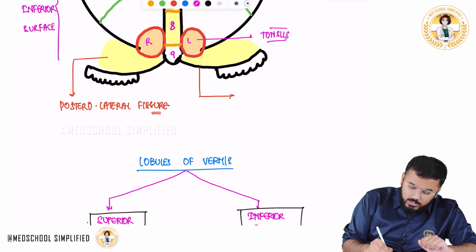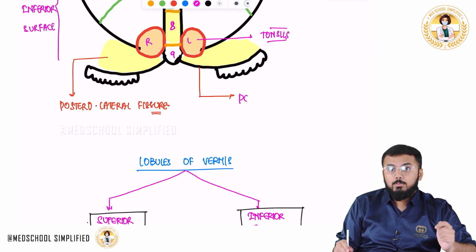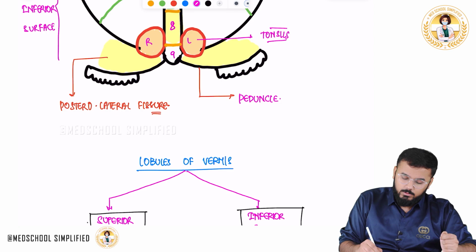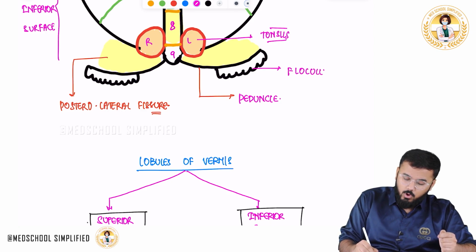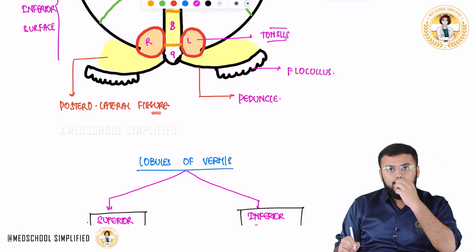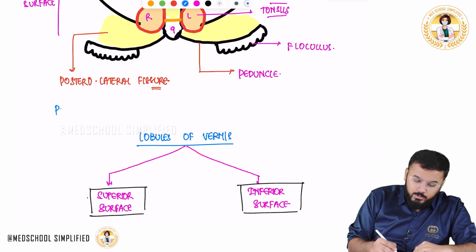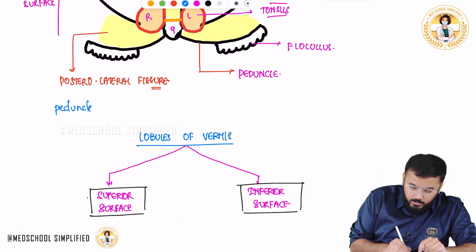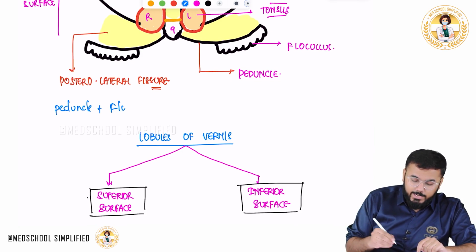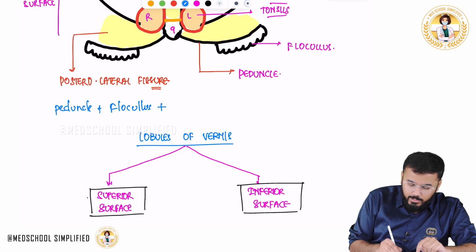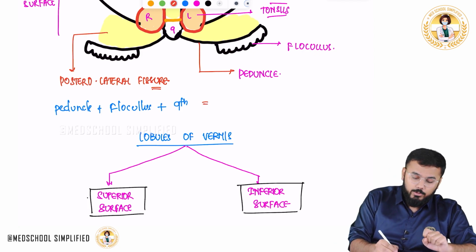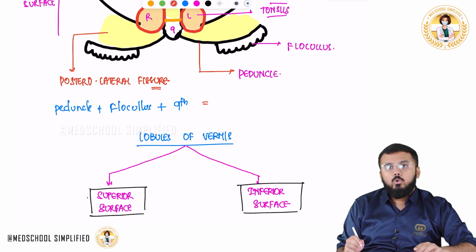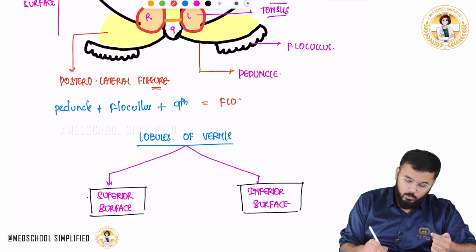And what is this particular structure called? This particular structure is called peduncle. And what is this one called? This one is called flocculus. Now listen to one very important thing. This is called peduncle, and beside that you have flocculus, and you see the ninth lobule over here, the ninth lobule of the vermis. So peduncle, flocculus and this ninth lobule together you call the flocculonodular lobe.